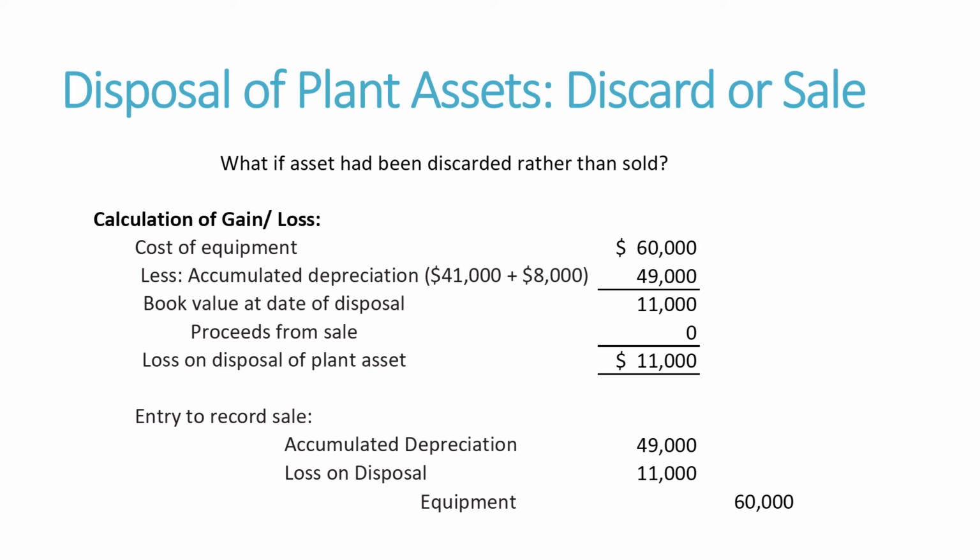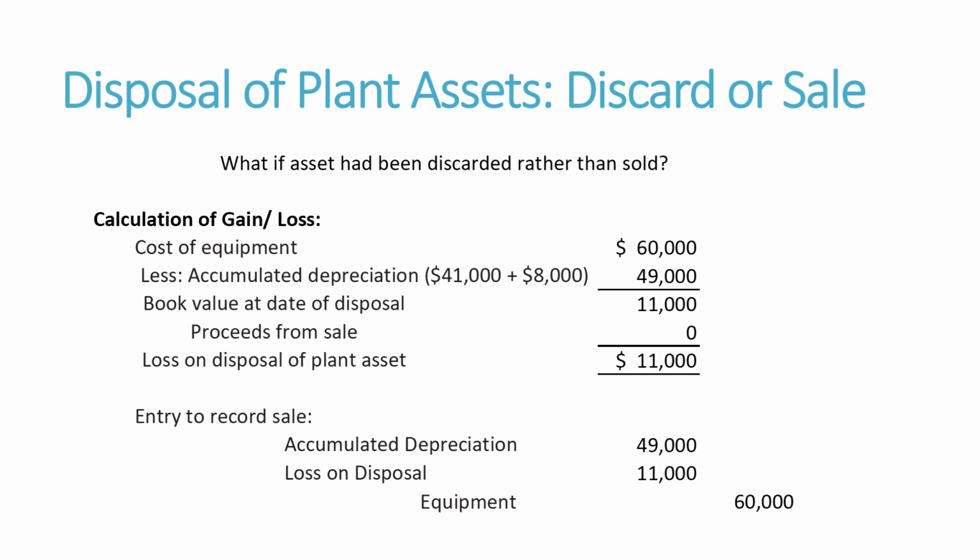If we had discarded rather than sold this asset, our calculation would be the same. We would have made the entry to update the accumulated depreciation account. Cost is $60,000, accumulated depreciation is $49,000. The book value at the date of disposal is $11,000, and so if our proceeds are zero, the $11,000 is our loss on disposal.